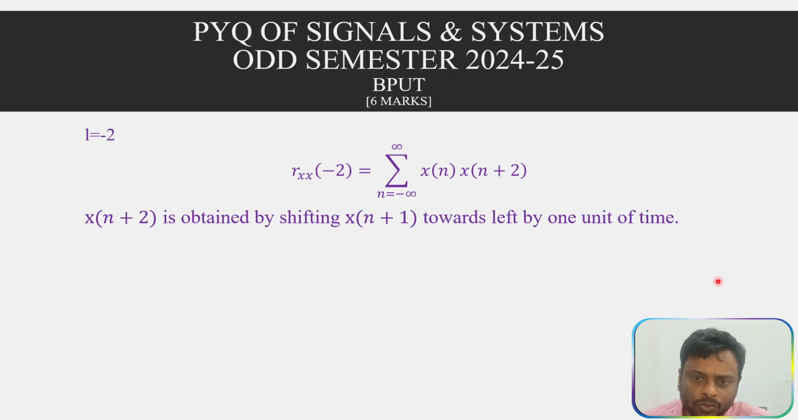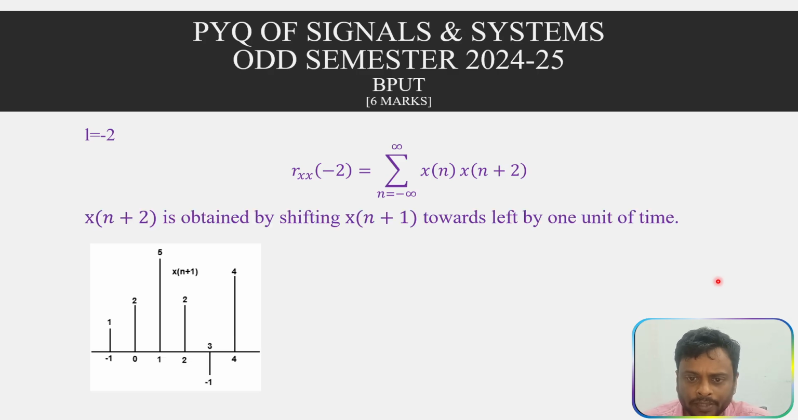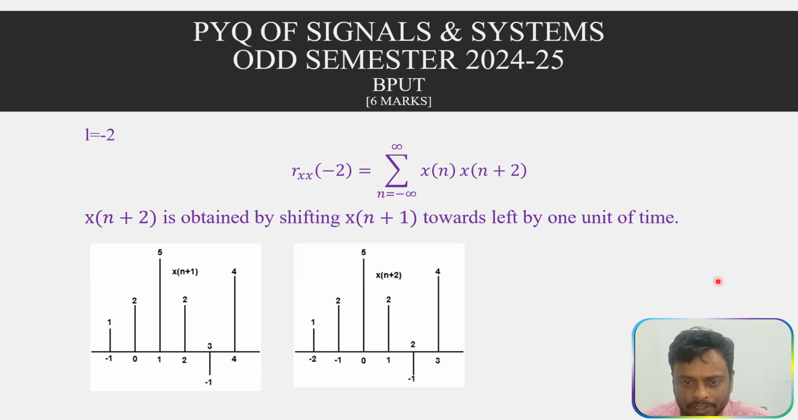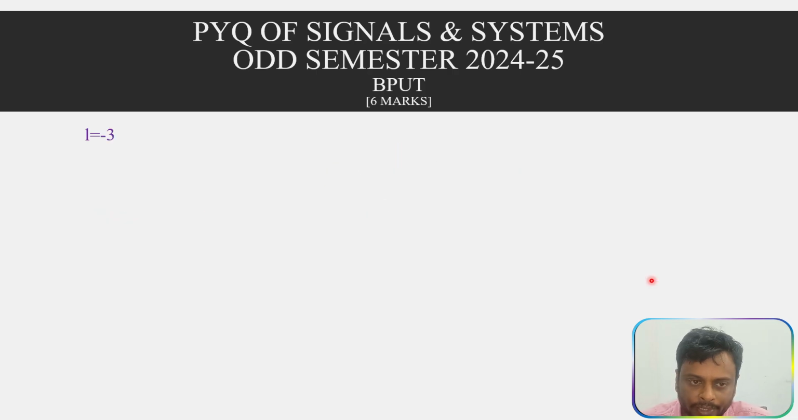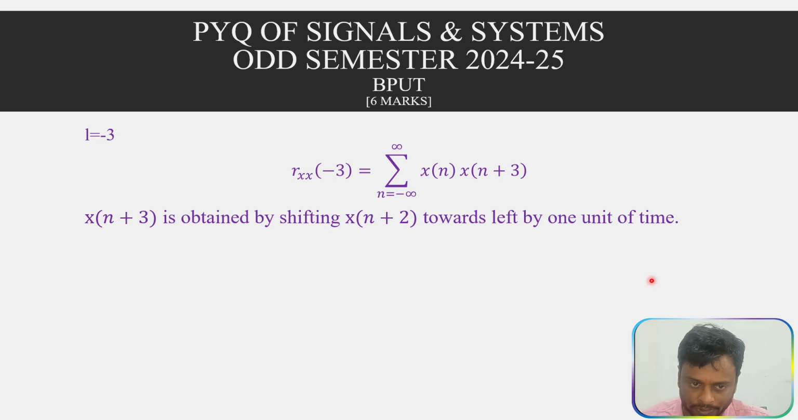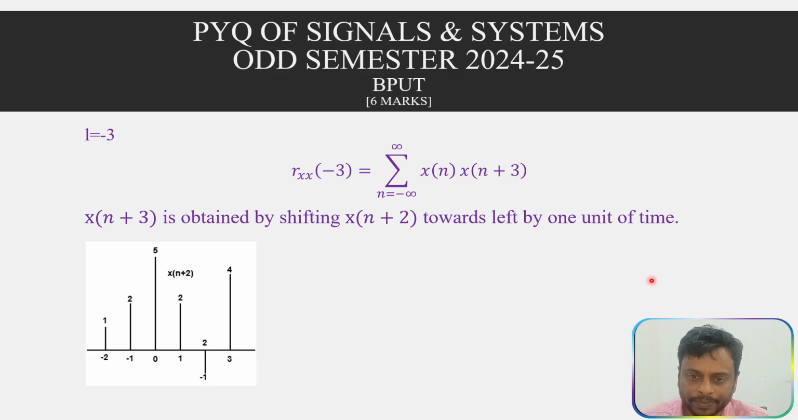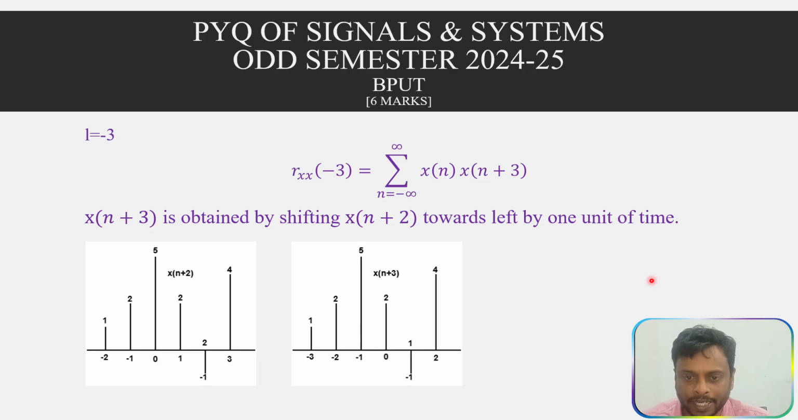Okay. So then likewise you can calculate L equal to minus 2. So x of n plus 2 is obtained by shifting x of n plus 1 towards the left by 1 unit in time. Then you can multiply with x of n. The result will be this one. Here L equal to minus 3. It can be obtained by shifting x of n plus 2 towards the left by 1 unit in time. Now multiply x of n with x of n plus 3. The result is 20.